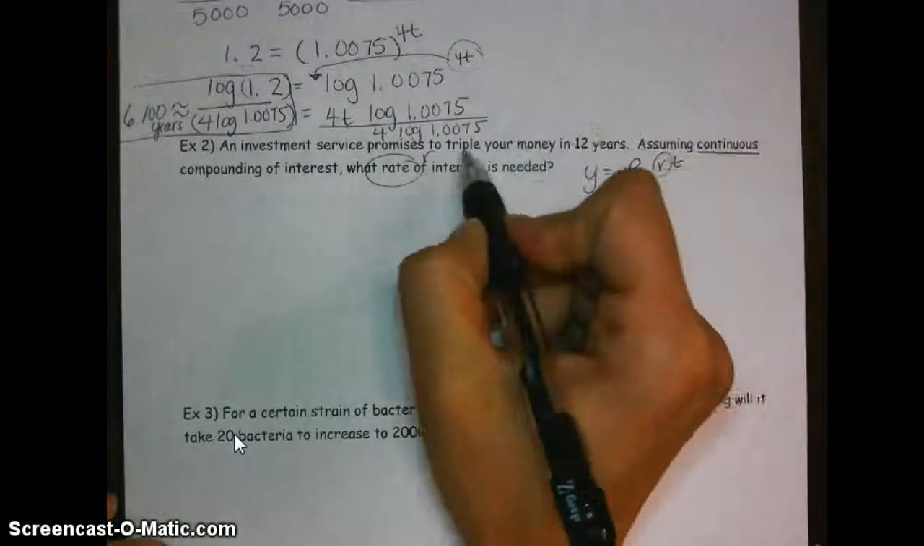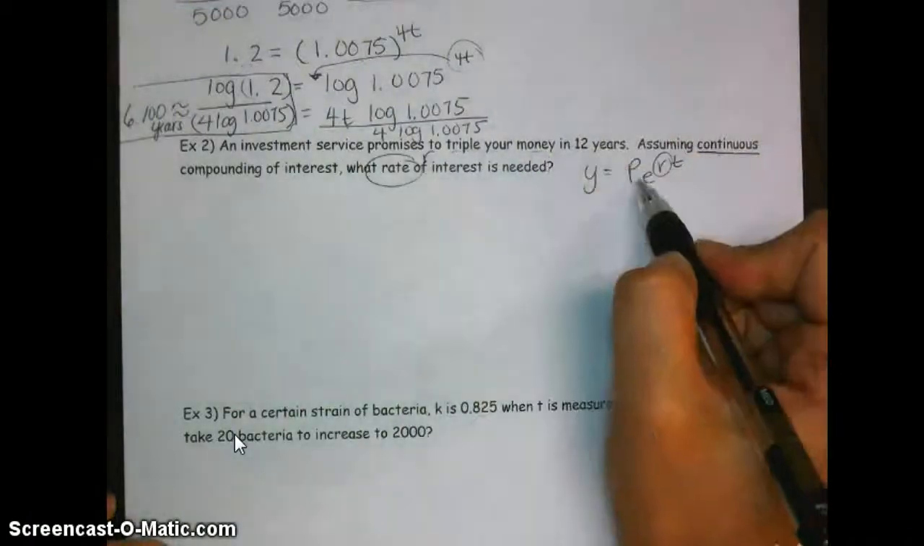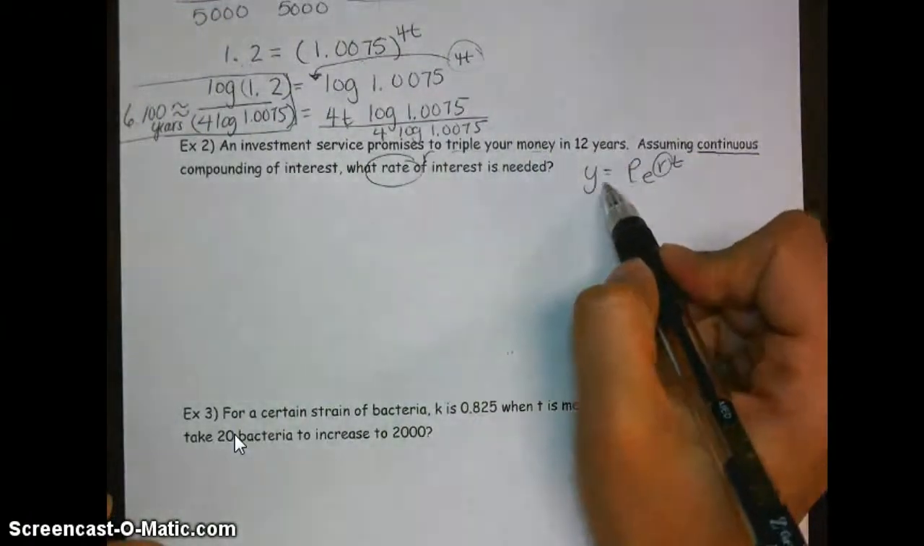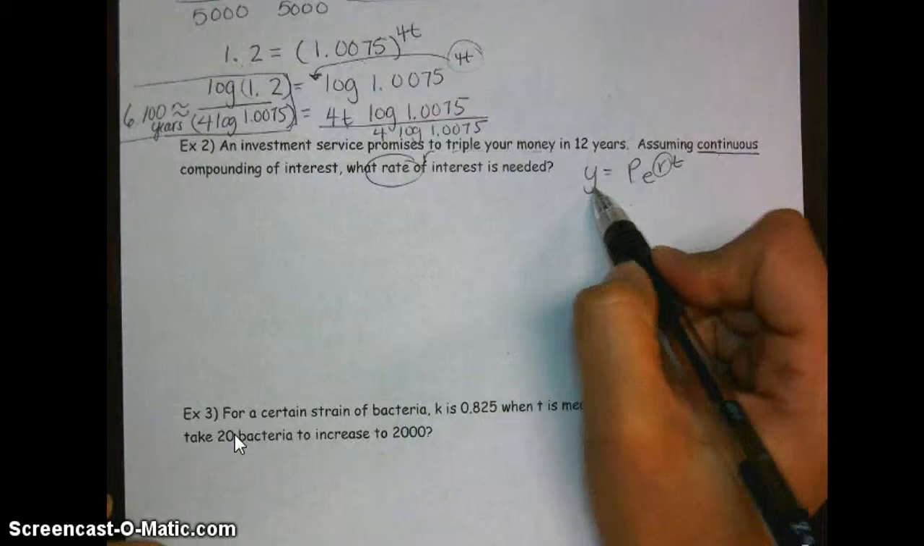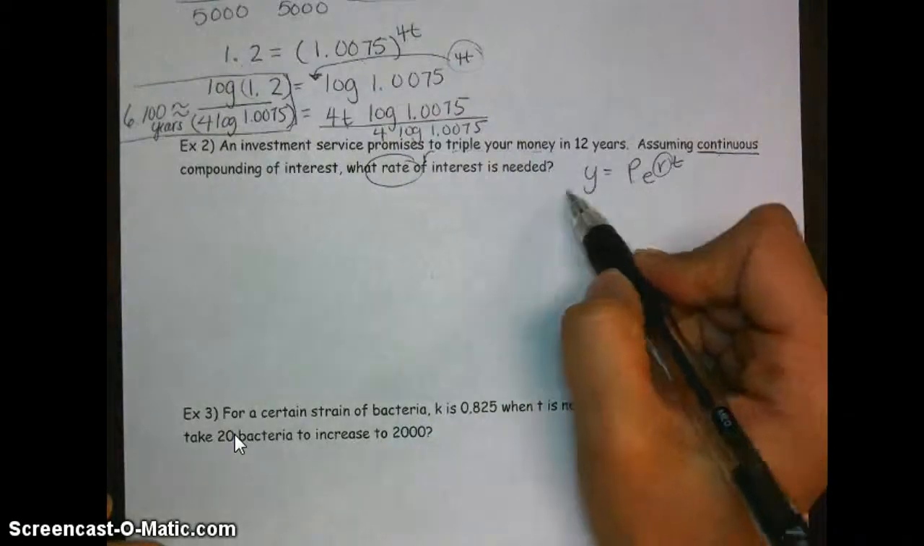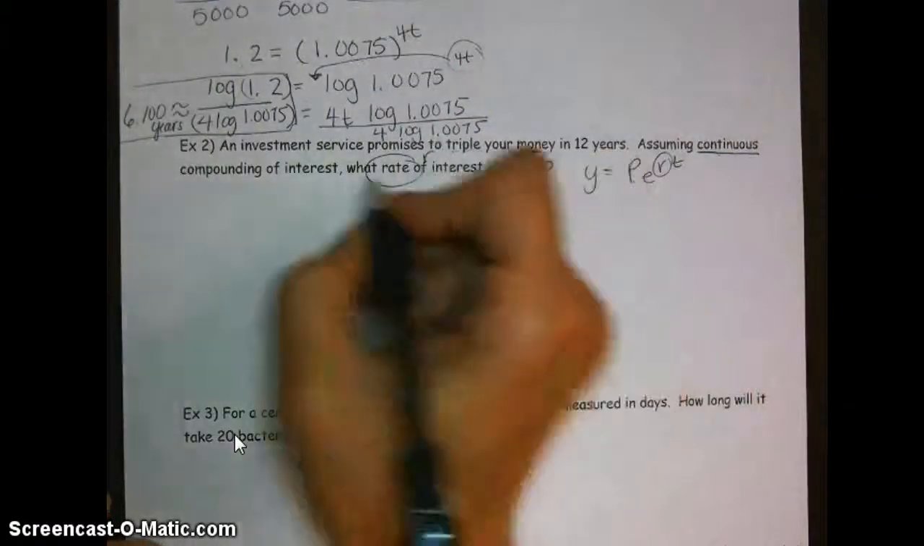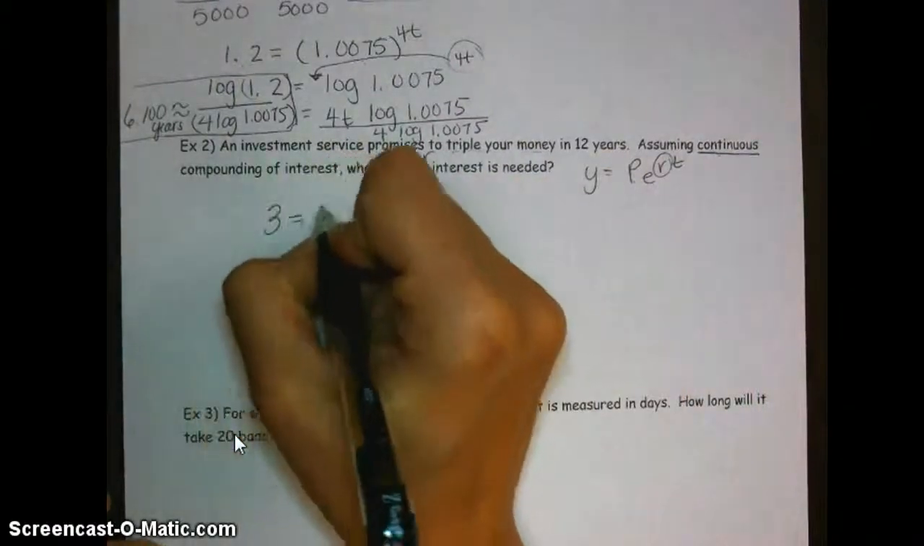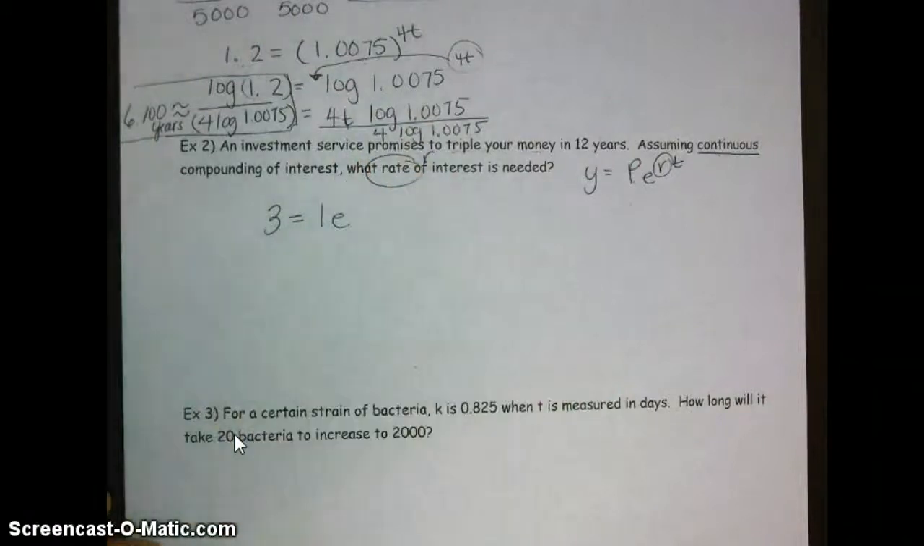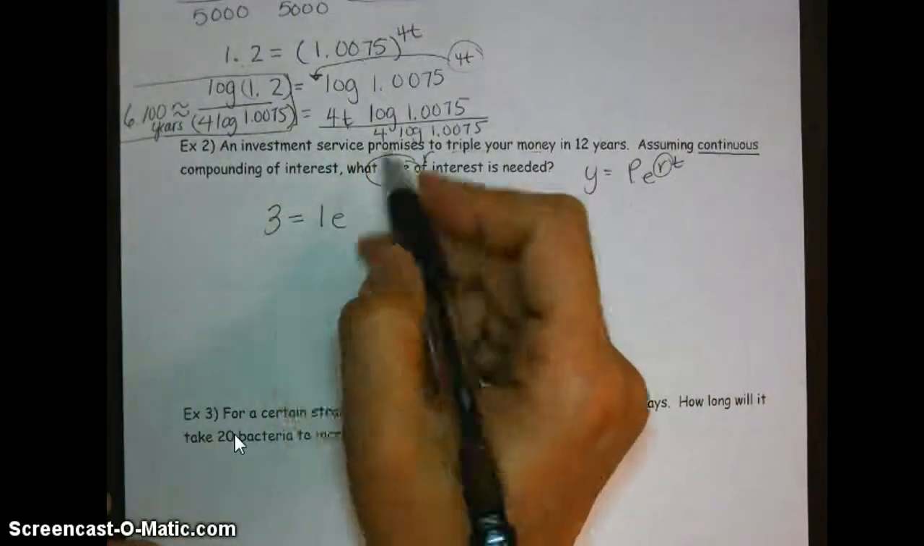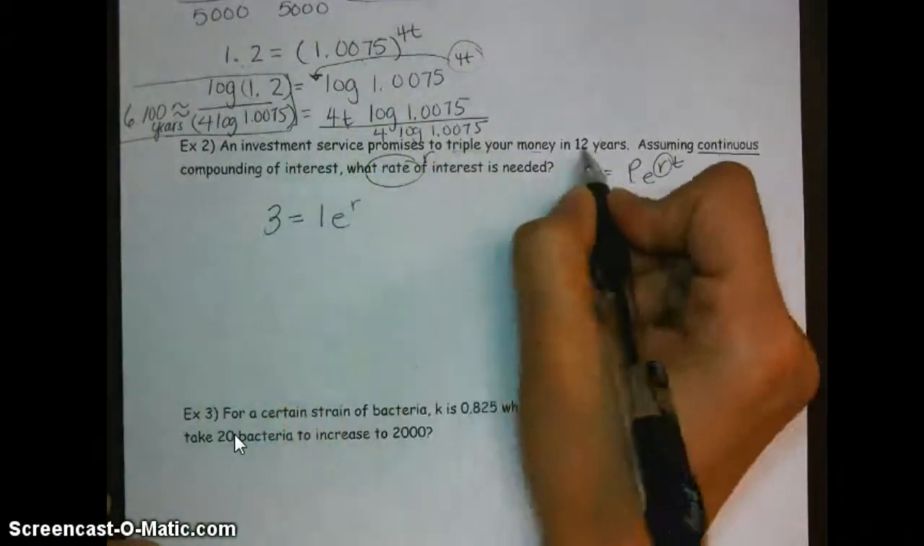So if I'm tripling my money, that means if I start with $1, I should end up with 3. You could use other amounts, but it's always going to reduce to this 3-to-1 ratio. So triple the amount has this form, e to the rate, which I don't know, and time is 12 years.